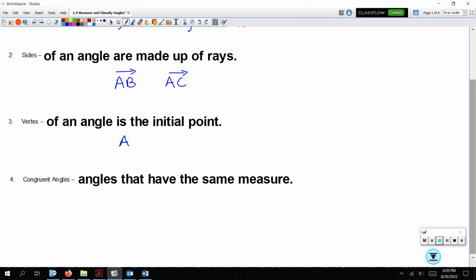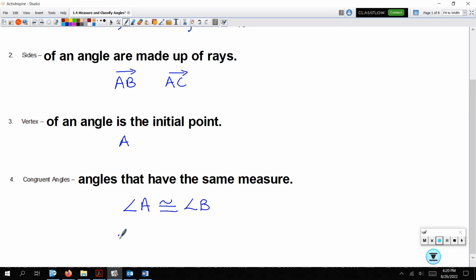Congruent angles are angles that have the same measure. Of course, we remember the congruency notation is the equal sign with a little swoopy, I like to call it. So we could say angle A is congruent to angle B.